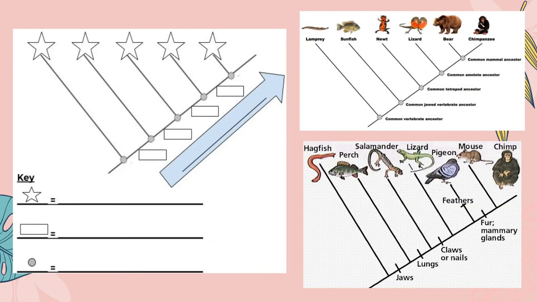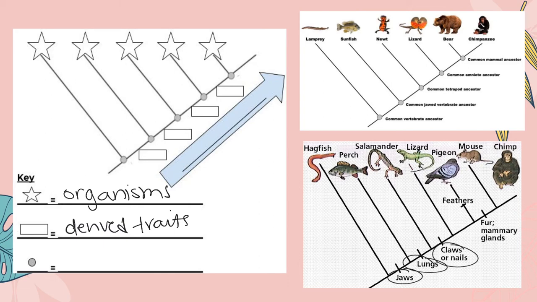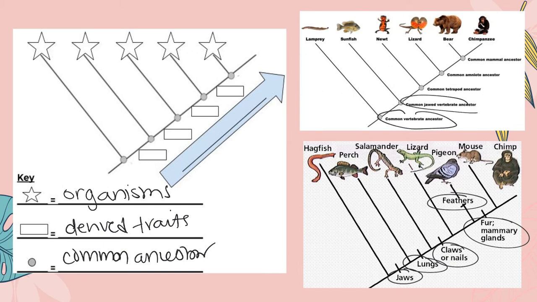So this is the part where we want to go ahead and start labeling our notes. Our star is our organisms. These boxes are the derived traits. So these are the traits that are different. We can see those traits here. And then those nodes right there are the common ancestor. And we can see the common ancestors listed here. And on this arrow, we're going to write time. Another word for organism that we could add here is also species.